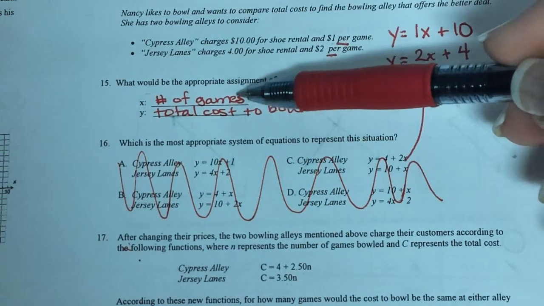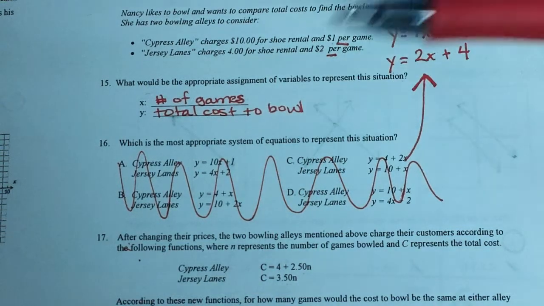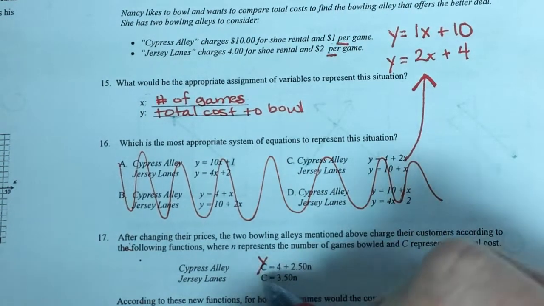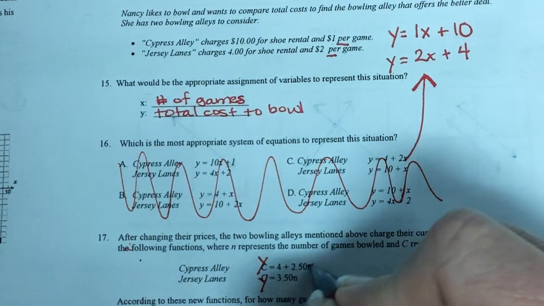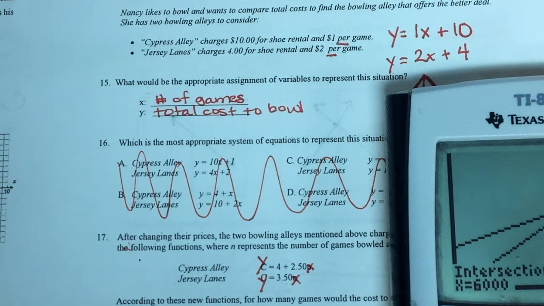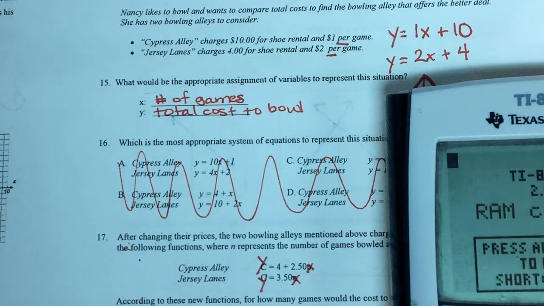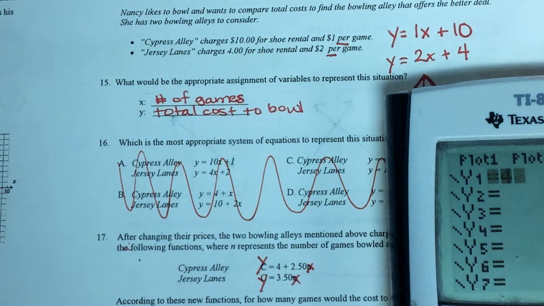Okay, so if we look up here, if you remember, we already said that X was the number of games and Y was the total cost. Looks like this is Y and this is Y, so therefore this is X and this is X. And all I'm going to do is use my calculator. So let me reset it. So Y equals 4 plus 2.50X. And then my other one is 3.50X.